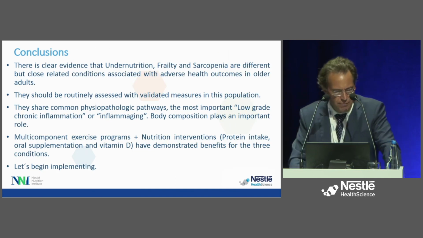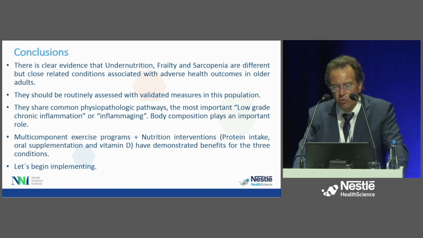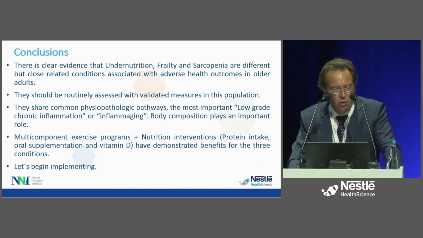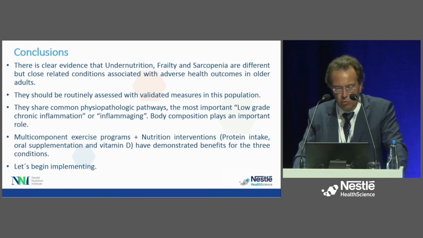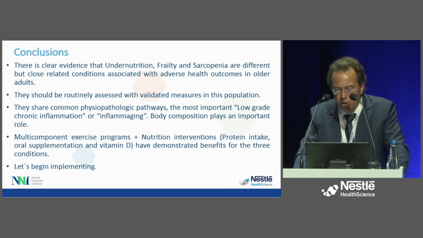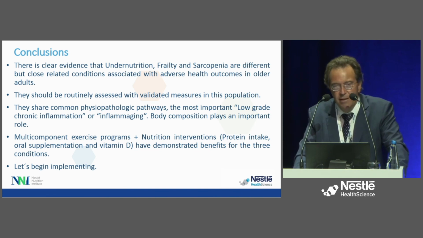So, what are my conclusions? I think there is clear evidence that undernutrition, frailty, and sarcopenia are different but closely related conditions associated with adverse health outcomes in older adults, that they should be routinely assessed with validated measures when you see old patients, and that they share common pathophysiologic pathways, the most important one being low-grade chronic inflammation or inflammaging, and body composition also plays an important role. And multi-component exercise programs plus nutritional interventions with protein intake, oral supplementation, and vitamin D have demonstrated benefits for these three conditions. So please, let's begin implementing.